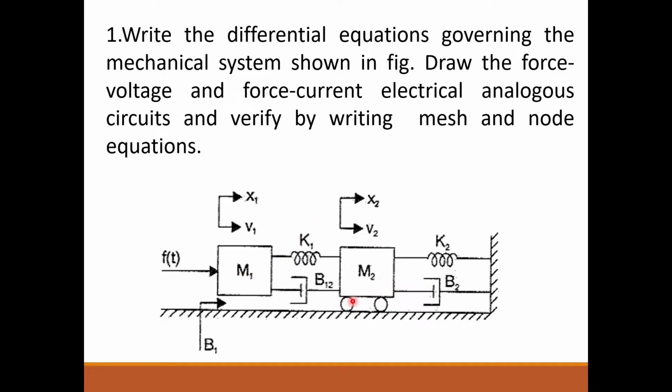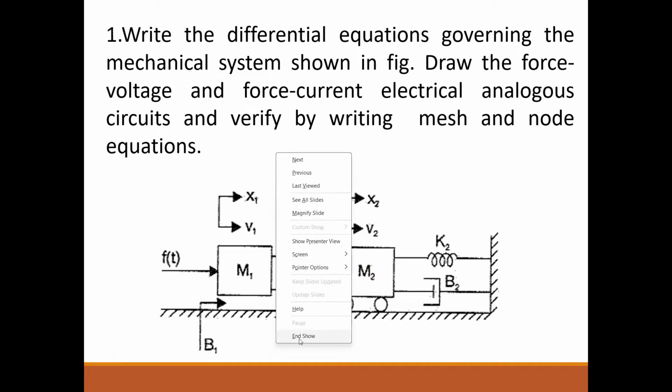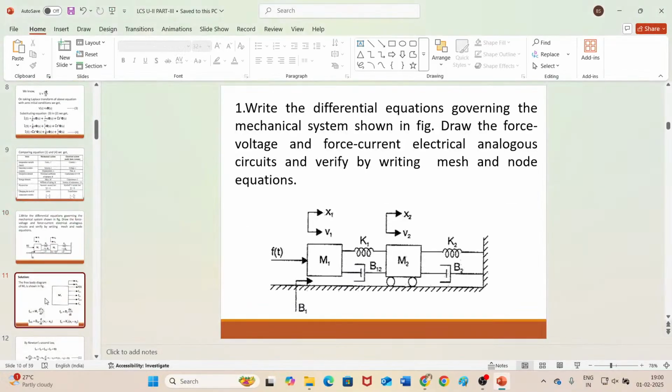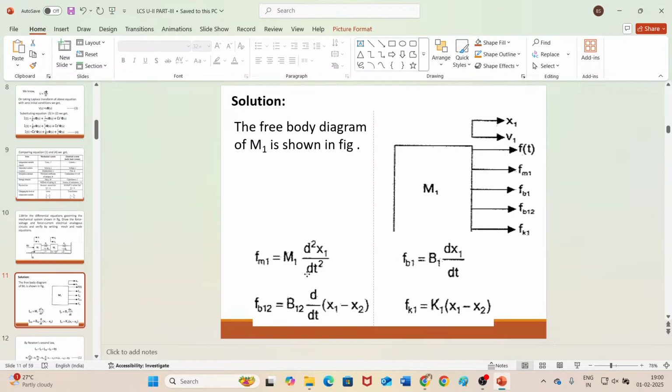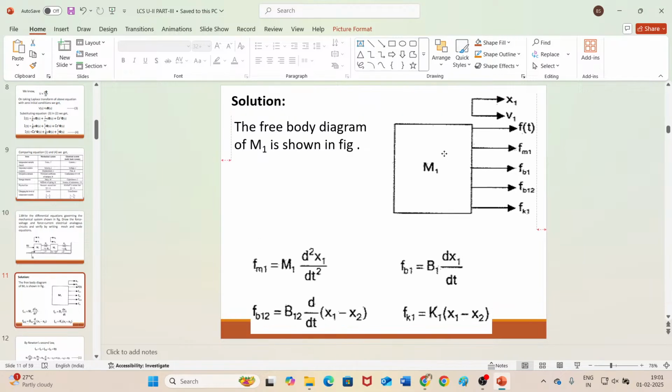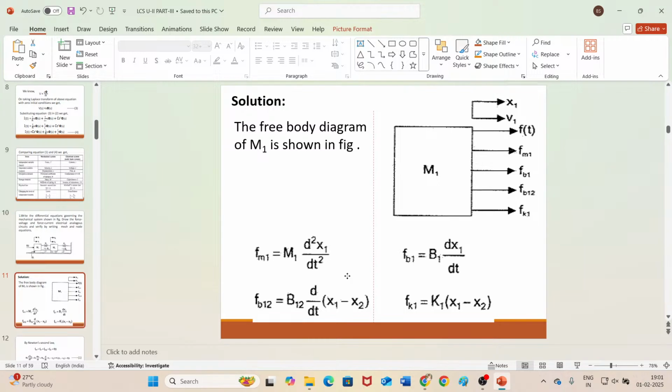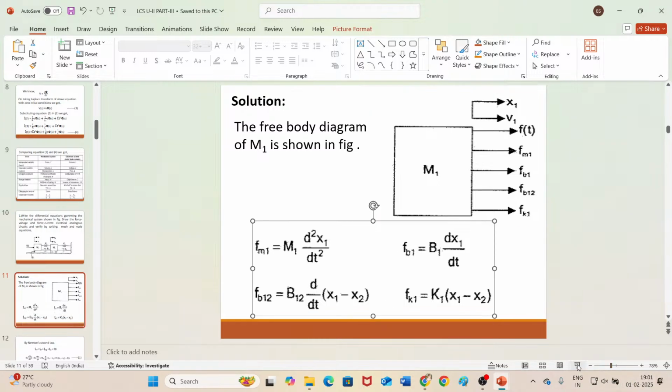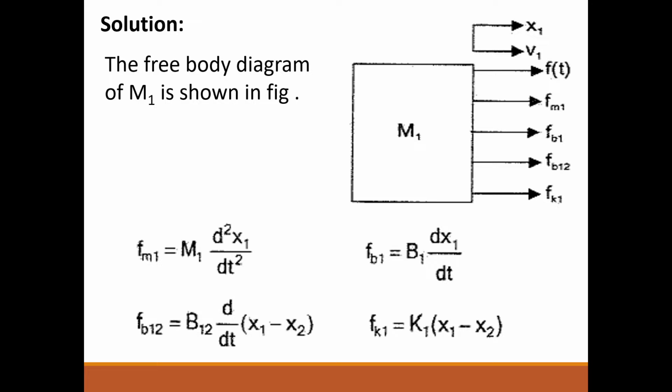And here, if you observe at each mass, displacement is mentioned as well as velocity. V1 is velocity, x1 is displacement, V2 is velocity, x2 is displacement. Displacement as well as velocity is mentioned here. So let us start with the free body diagram.